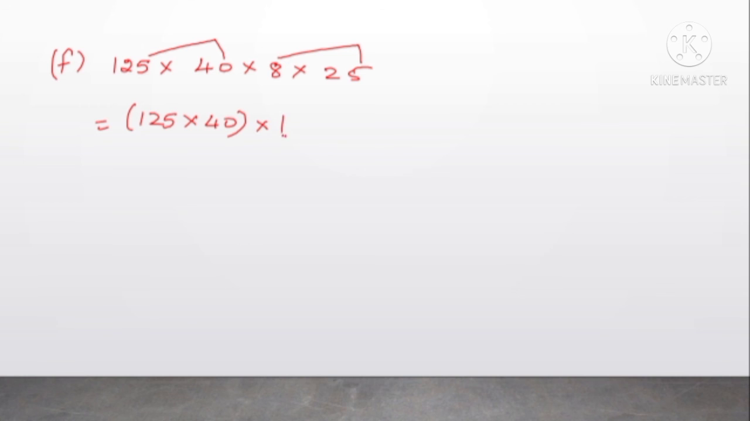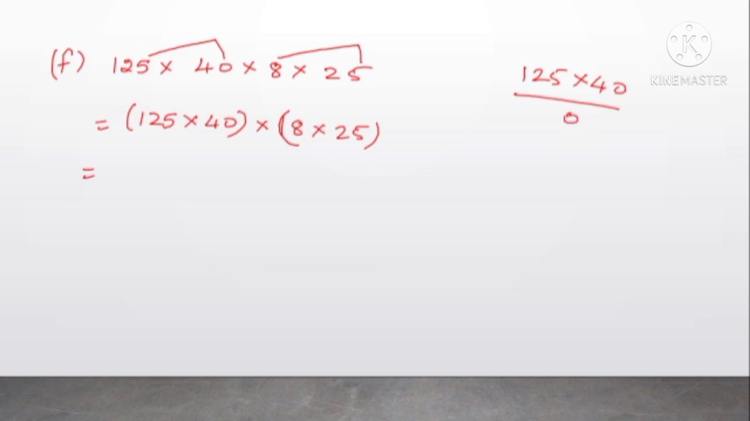Subdivision F. 125 into 40 into 8 into 25. So here you can choose any pair. Okay, 125, 5 zeros are 0, 8 5s are 40, 0. So you can collect as it is. 125 into 40 into 8 into 25. 8 into 25. So this is equal to, now let us multiply 125 into 40.